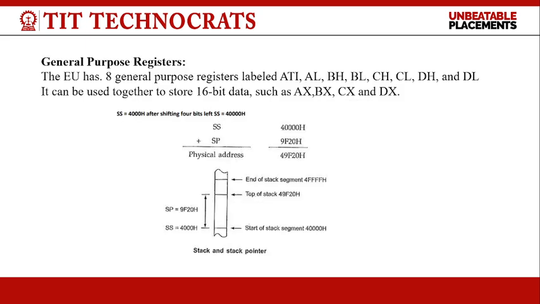Now the pointer and index registers are also used as 16-bit registers. All segment registers are 16-bit, but it is necessary to put a 20-bit address on the address bus. To get this 20-bit physical address, one more register is associated with each segment register. The additional registers belonging to the pointer and index group are the instruction pointer register, stack pointer register, base pointer register, source index and destination index registers.